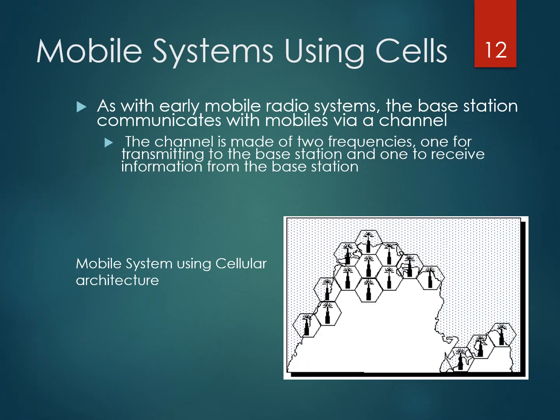Mobile system using cells. As with the early mobile radio system, the base station communicates with the mobiles via a channel. As we said, the mobile user communicates with the base station in the particular area. The channel is made up of frequencies, one for transmitting to the base station and another for receiving information from the base station. So two pairs of channels are needed for communication between the base station and the mobile user. This shows the mobile system using cellular architecture.